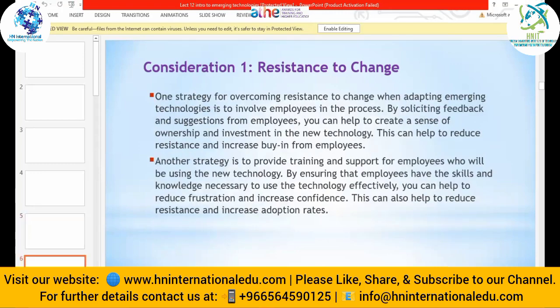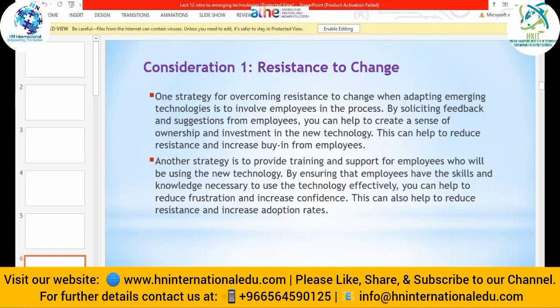Then there is one strategy for overcoming resistance to change when adopting emerging technologies: to involve employees in the process. Obviously, we have to involve our employees in the process of adopting emerging technologies, because it's not only us who are going to use that technology, it's our employees who will be using it. By soliciting feedback and suggestions from employees, you can help create a sense of ownership and investment in the new technology. This can help reduce resistance and increase buy-in from employees.